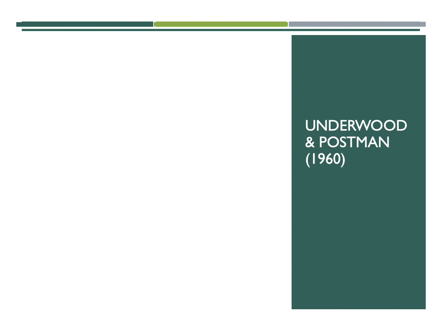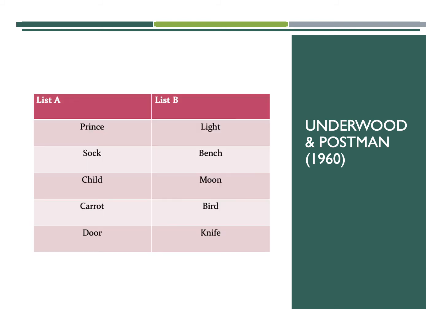We're going to look now at 4 pieces of research into interference. And the first one that we're going to look at, we're going to actually do as a little experiment. And it's very, very similar to what Underwood and Postman did to test interference. So in a second, I'm going to show you 2 word lists, and you're going to have 20 seconds to memorise them. No cheating, so don't write them down. Just look at them and try and memorise as many as you can. Your time starts now.